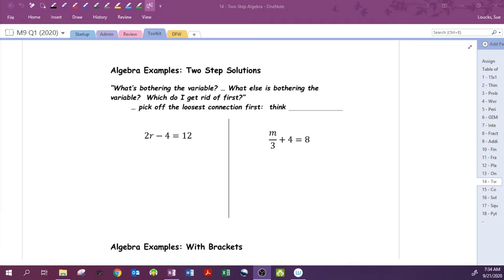And so if we go back to my way of teaching algebra, which is what's bothering the variable, this time there are two things bothering the variable. There's the 2 and there's the 4. They're both bothering the variable. So now you have to ask yourself, which one am I going to get rid of first? The easiest way to do this is to pick off the loosest connection first. All right? So think reverse GEMMA.